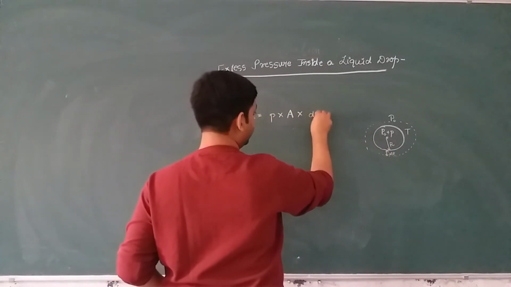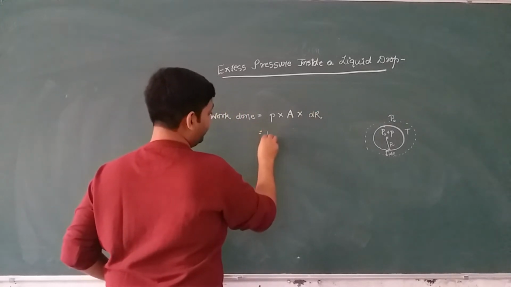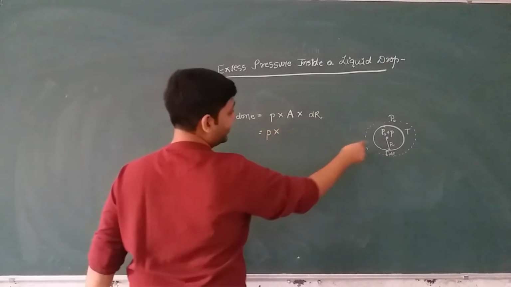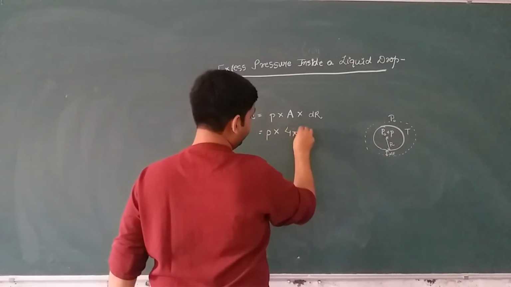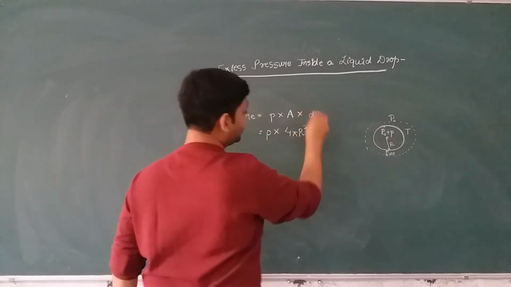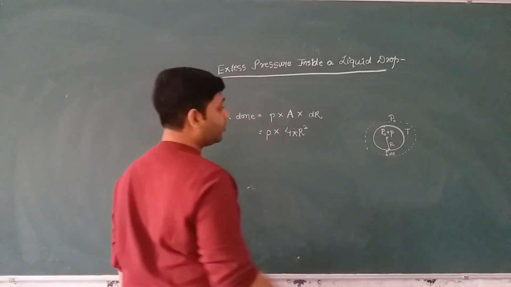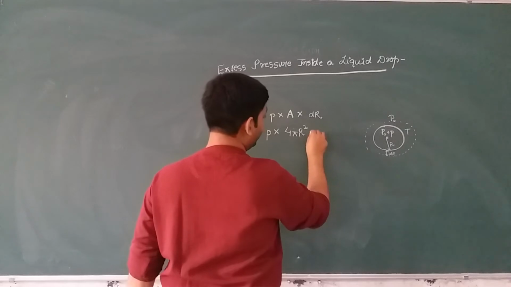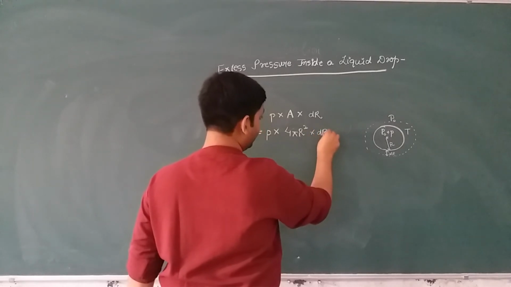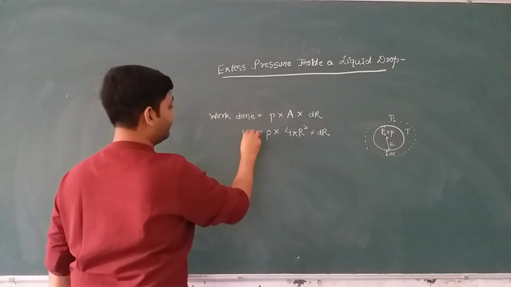Is equal to P. Now what is the value of area? Area is 4 pi r square. This is the surface area of a liquid drop or a sphere. We know the volume change is given by 4 pi r square into dr. So this is the value of work done.